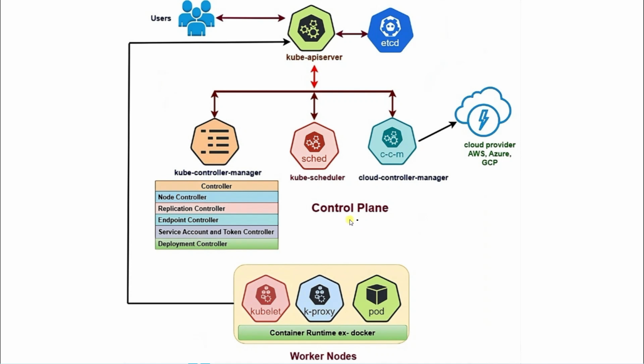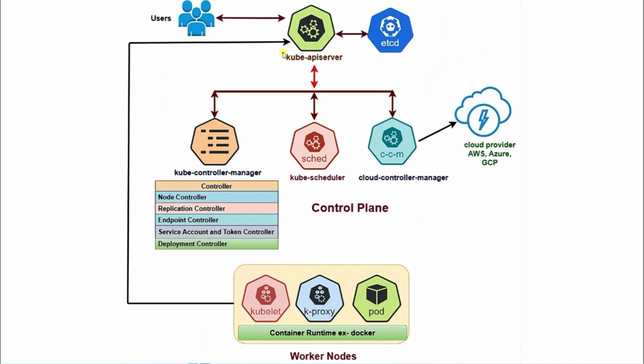So let's focus on the control plane first. In the control plane, we have a total of 5 components. The very first is Kube API server. Another we have is Kube controller manager. Then we have Kube scheduler. Then we have a cloud controller manager, and then we have etcd. The job of every component is different, so let's understand one by one.